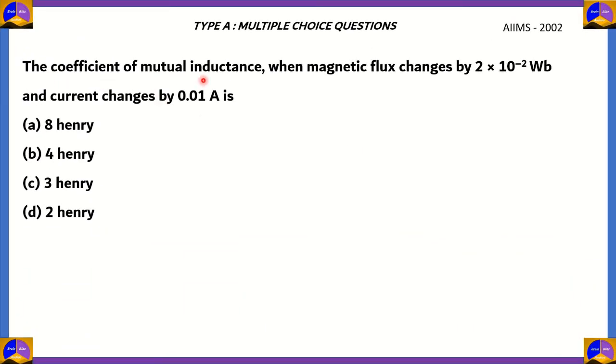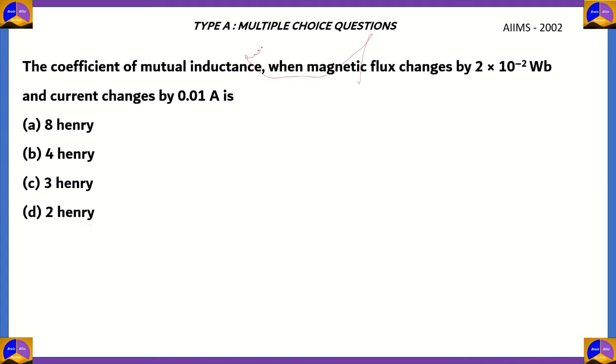The coefficient of mutual inductance when magnetic flux changes by 2 into 10 raised to minus 2 Webers and current changes by 0.01 amperes is option A, 8 Henry, option B, 4 Henry, option C, 3 Henry, option D, 2 Henry. So, how do you solve this question?